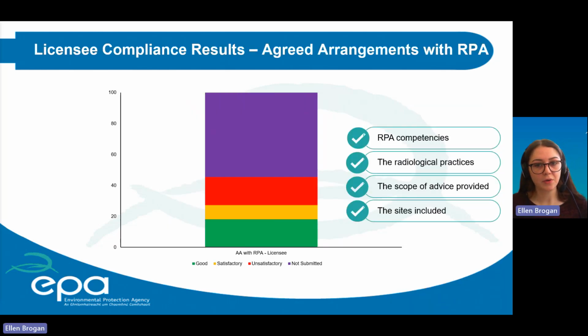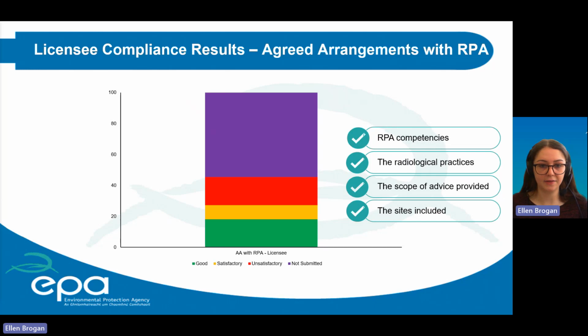Then agreed arrangements with the RPA. Licensees are required to sign agreed arrangements with the radiation protection advisor, detailing the nature of the service provided, and retain this documentation as evidence of the agreed arrangements. These arrangements must specify the areas of RPA competencies, the radiological practices which are on the authorization, the scope of the advice that the RPA will provide, and the sites covered.